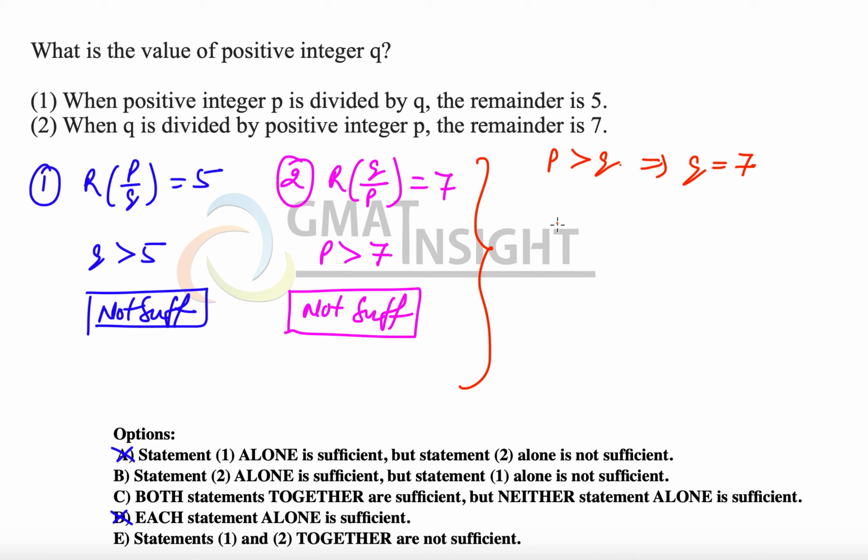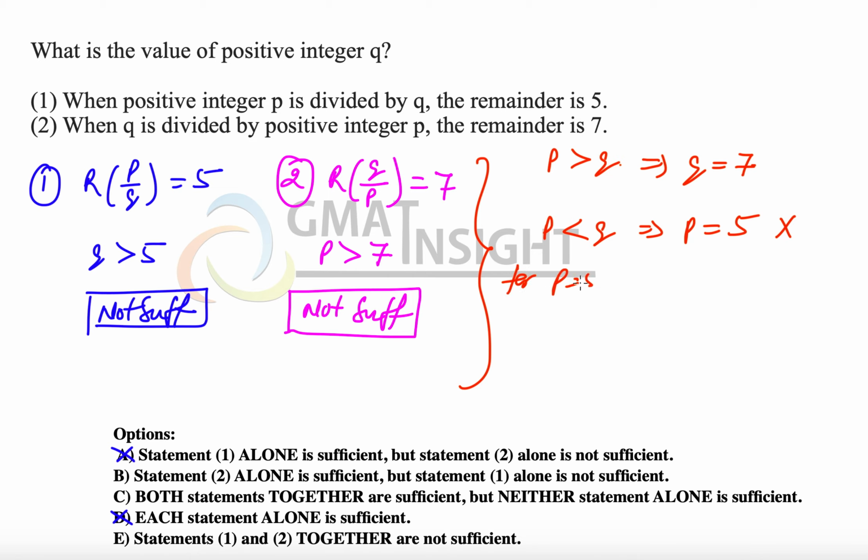Now the second scenario, if we assume that p is less than q, in that case we must know that p itself should be equal to 5. But if p is equal to 5, the remainder cannot be 7, which means the second case can be rejected, because if p is equal to 5, then this remainder cannot be 7. Let me just write it down here.